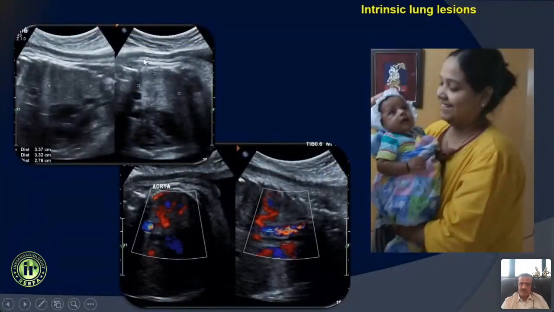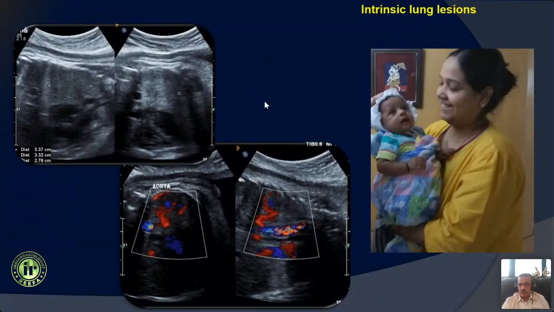This is another lady. She had a very large lesion, in fact occupying the entire lung, and someone had suggested a termination, and she came to us. It looked like a hybrid lesion. There was some blood flow coming from the aorta. So we reassured her and said we'd follow it up. There were no signs of hydrops and no hydramnios. And we followed it up.